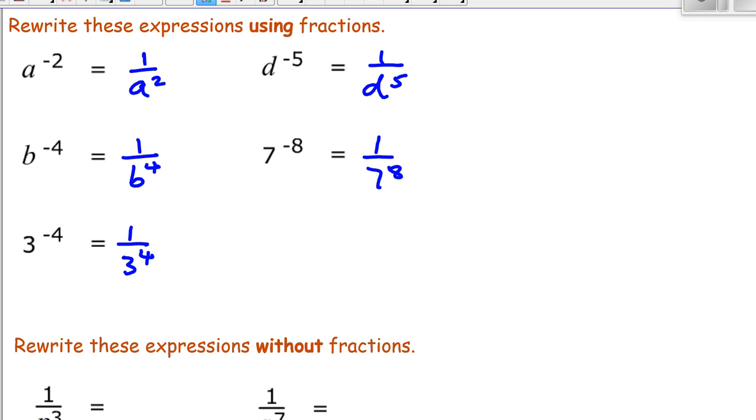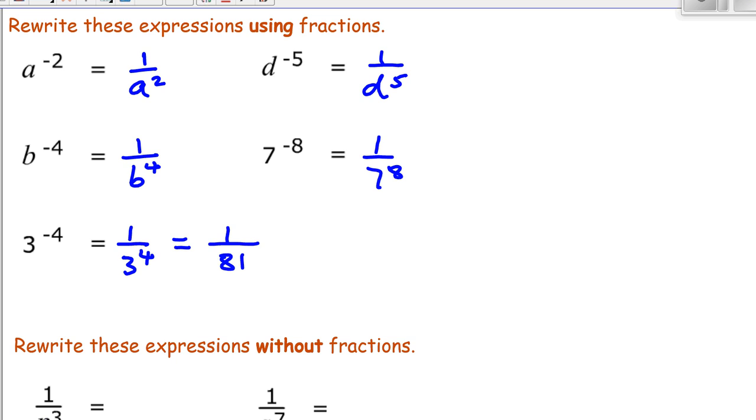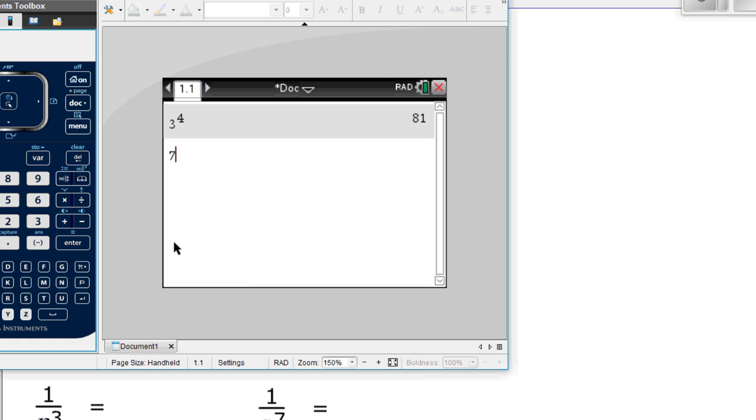Now, some of these answers you can simplify. For example, 1 over 3 to the power 4, if you use your calculator, you'll end up with 1 over 81. I'll show you that. So if you go on your calculator, just press 3 to the power of 4, enter, you'll be able to get that 1 over 81. Likewise, if you have 7 to the power of 8, you'll be able to get that.